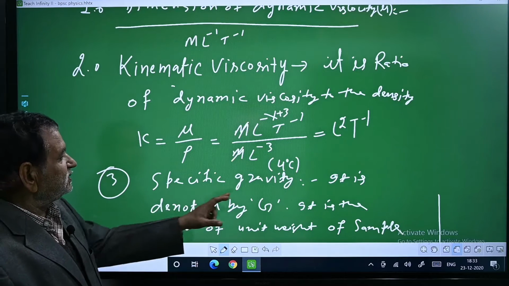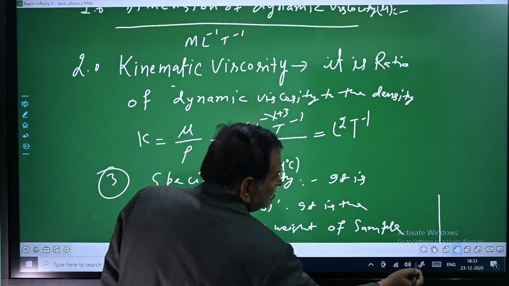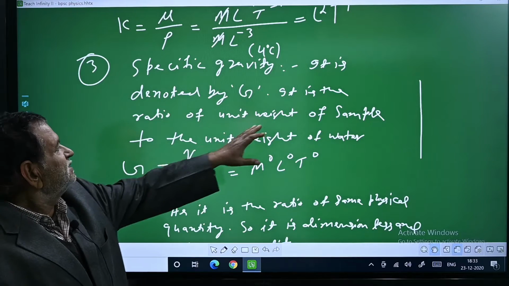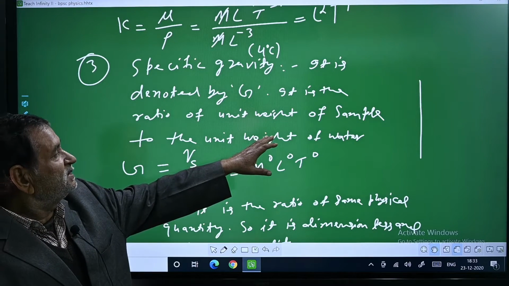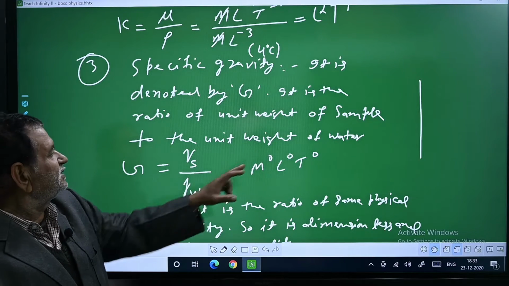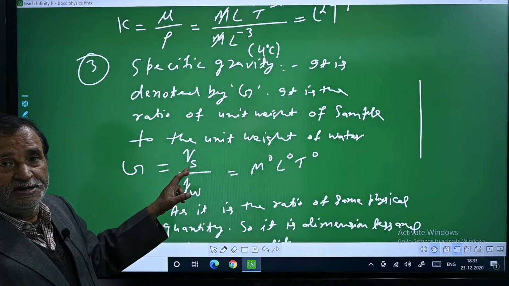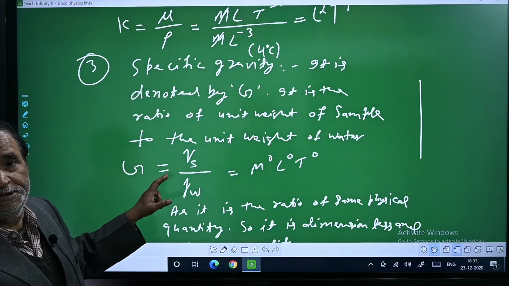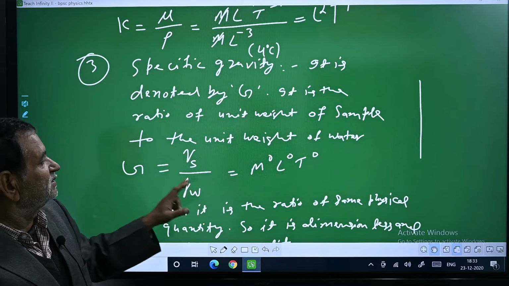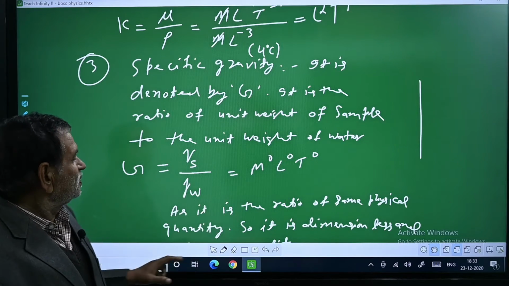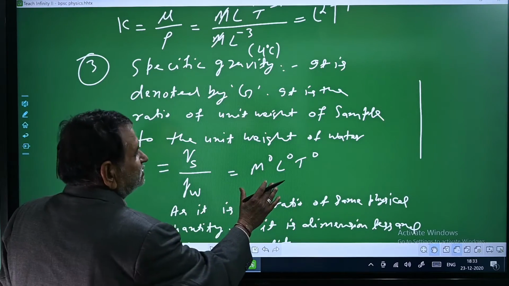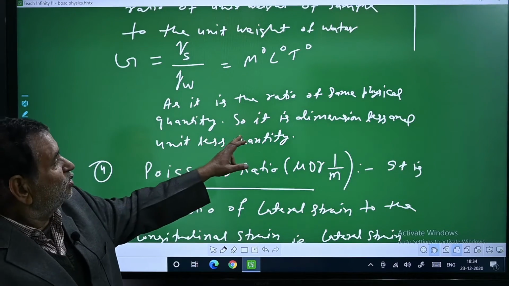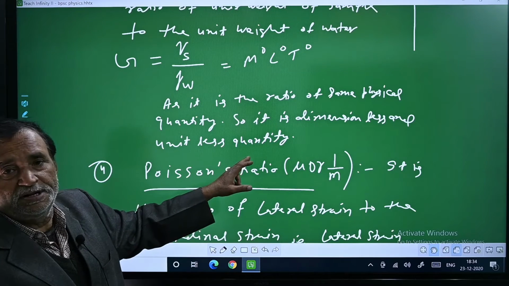Now the third one is specific gravity. It is denoted by G. It is the ratio of the unit weight of a sample to the unit weight of water, that is G is equal to gamma S by gamma W. As it is the ratio of two similar quantities, it has no dimension, that is M0 L0 T0. It is dimensionless and unitless.